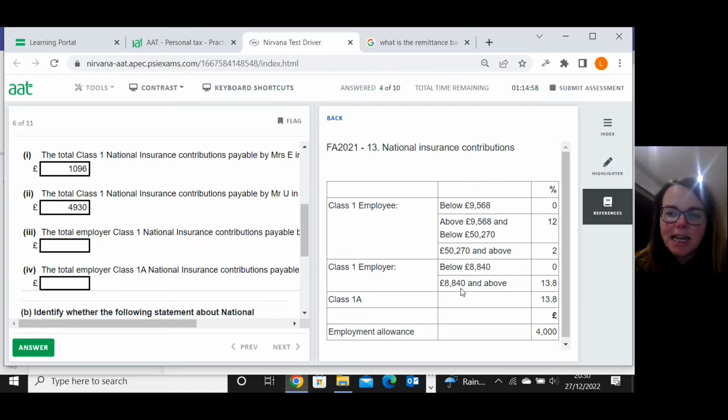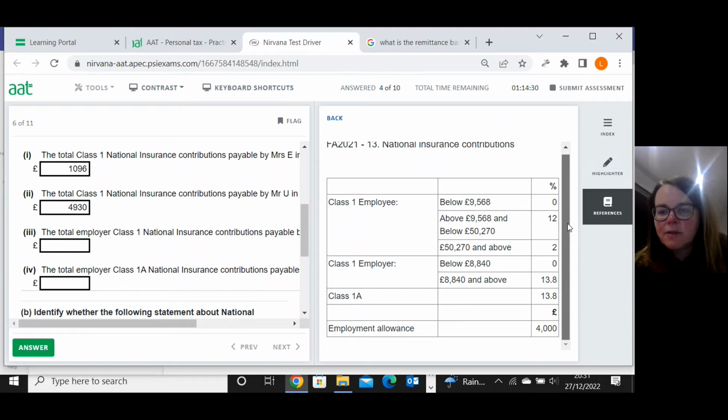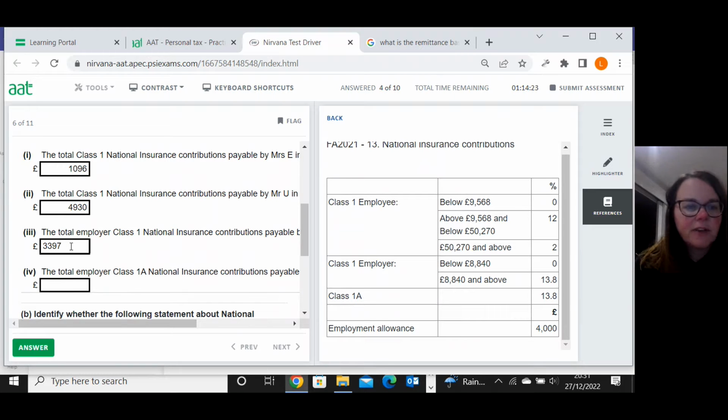So everything over 8,840 at 13.8%. Right, so we've got 9,860 for Mrs. E. We've got 43,740 for Mr. U. Both of those at 13.8% gives a total of 7,397. We know that the allowance is 4,000, so we subtract 4,000 to give us an answer of 3,397.